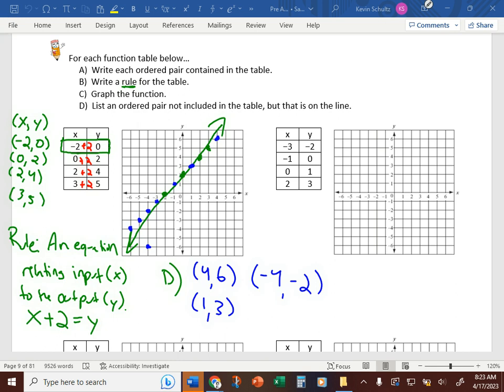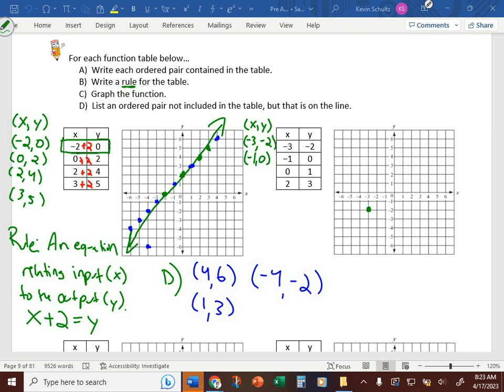Letter A says to write all those ordered pairs out. So we're going to do that. Remember, the x value always comes first. They're in xy form. So our first ordered pair is negative 3, negative 2. And plotting that, we're going negative 3 on the x-axis, negative 2 on the y-axis. That's going to be right here. Negative 3 on x, negative 2 on y, where those two numbers intersect is where our ordered pair is going to be.